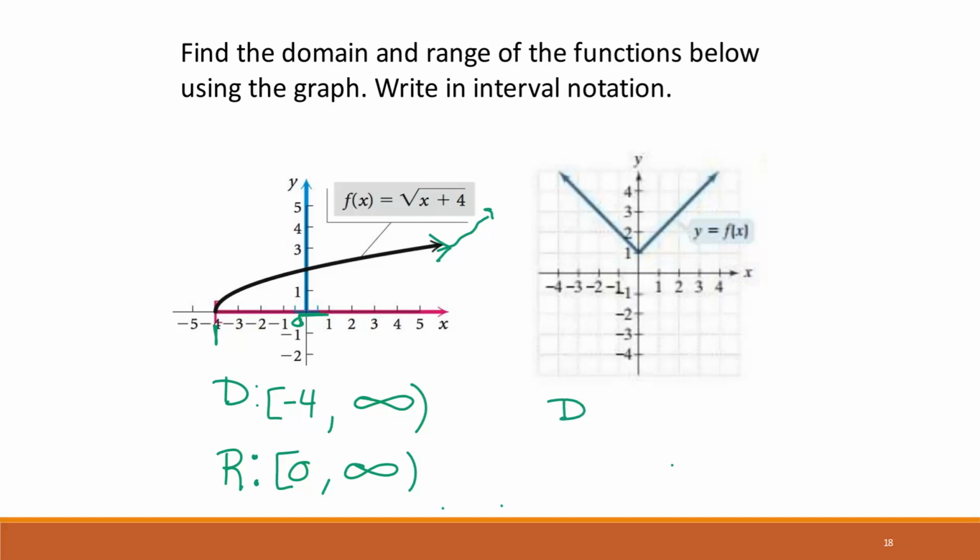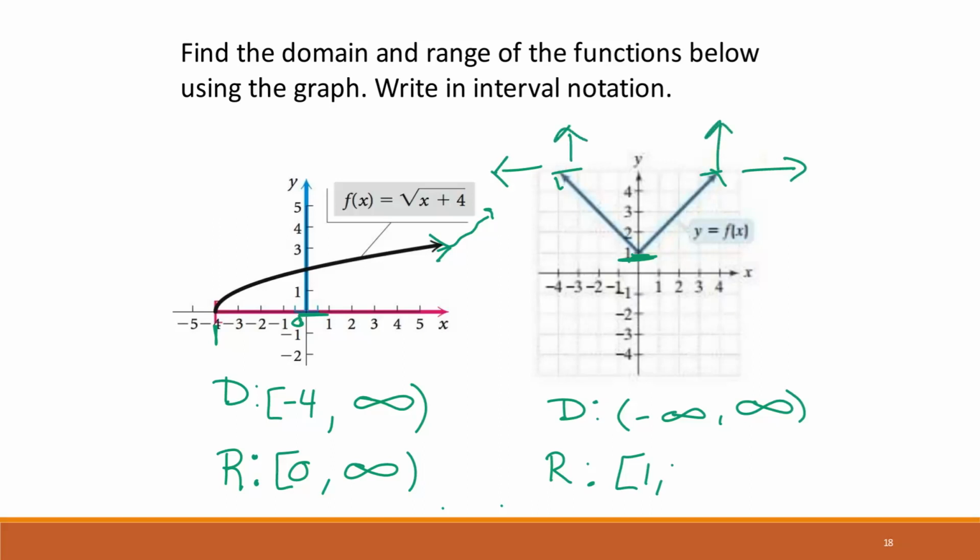On this second one here, we see that our arrows, they're going left and right forever, both of them. And so we're going to go from negative infinity to positive infinity for our domain. Our range, our graph doesn't start until 1, right? And that is a closed point. But we are going to go up forever. So that is infinity.